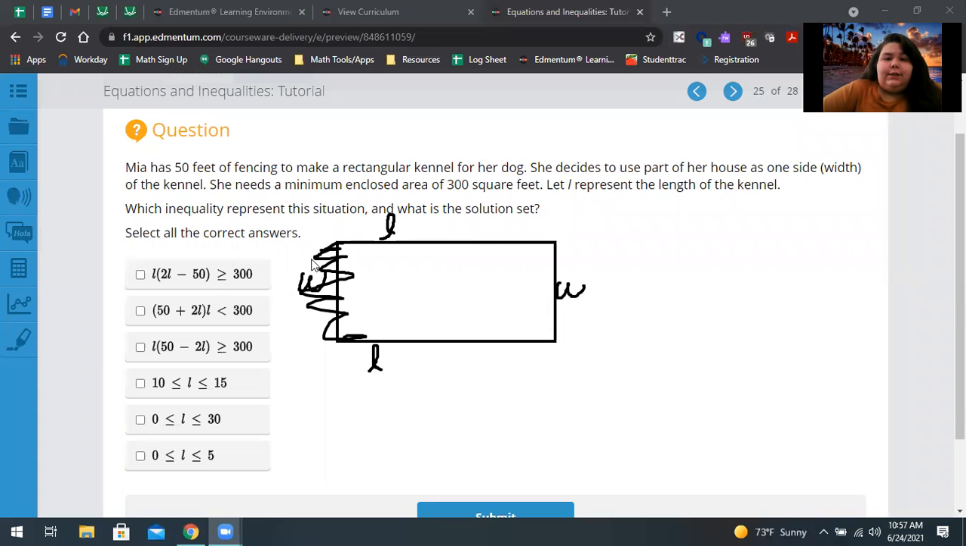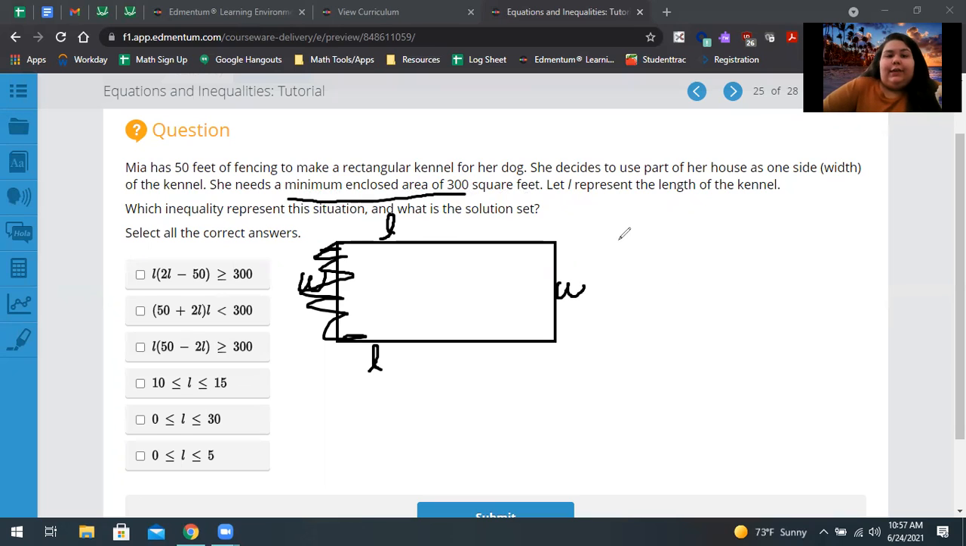So we need to consider the fence. This side of the fence does not exist because Mia's going to use part of her house. So we're talking about the area, right? Because it says that the minimum area is 300 square feet. If you look at all your options over there towards the left, we need to multiply the length times the width. Here, we can't use W, so we need to rewrite W in terms of L, the length. How do we do that?